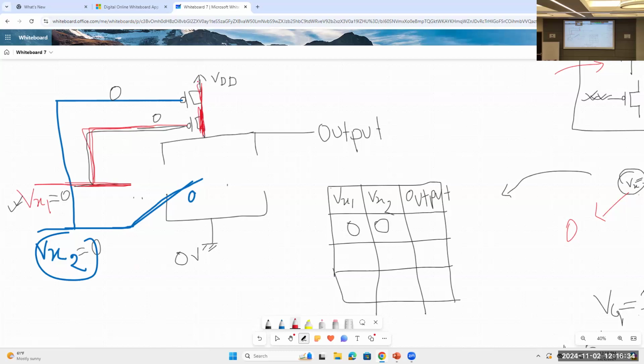So there is a full connection between VDD and output. This VDD, I mean the high voltage, which is suppose 5 volt, is coming to the output, which we can treat as logical 1. So let me write this as output of the circuit. When we insert VX1 equal to 0, VX2 equal to 0, then we get 1 as output. Okay. Similarly, we have to go through all the combinations. So let's set the next combination.